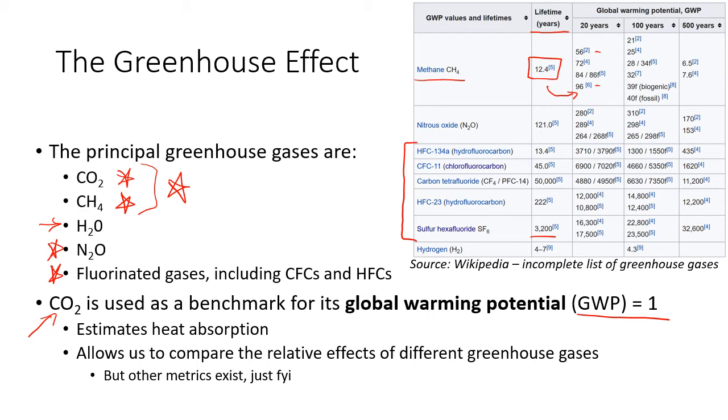This is just pulled from Wikipedia, and you can check out their sources. But as it breaks down over the years, its global warming potential over 500 years is much less, because it's not even there after 500 years, because its life is only 12.4 years. Okay. So we're going to reference this several times throughout the year. Really not super important right now, but I did want to mention it because we are talking about the atmosphere.